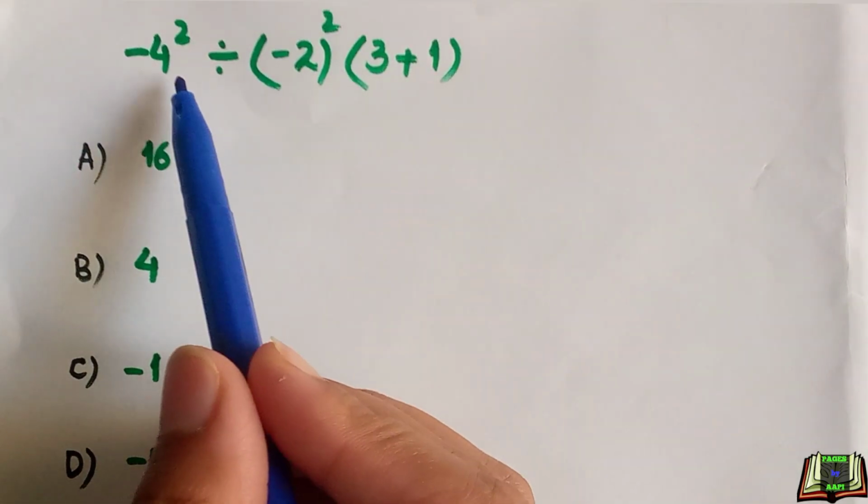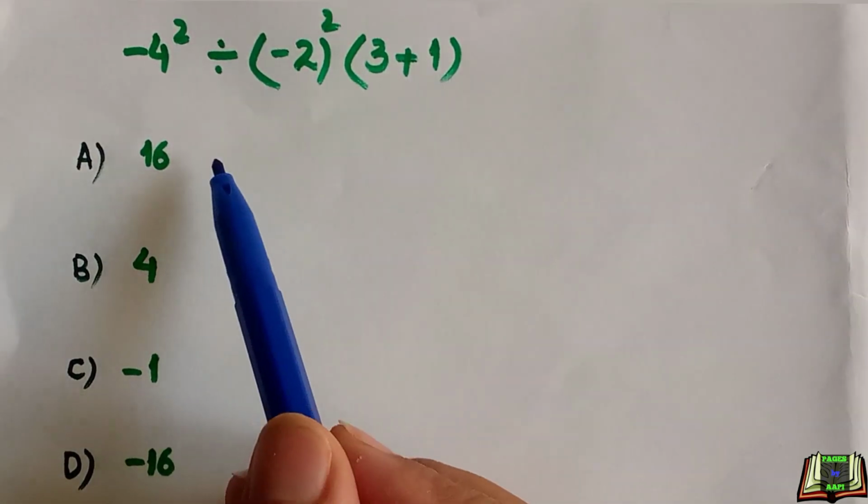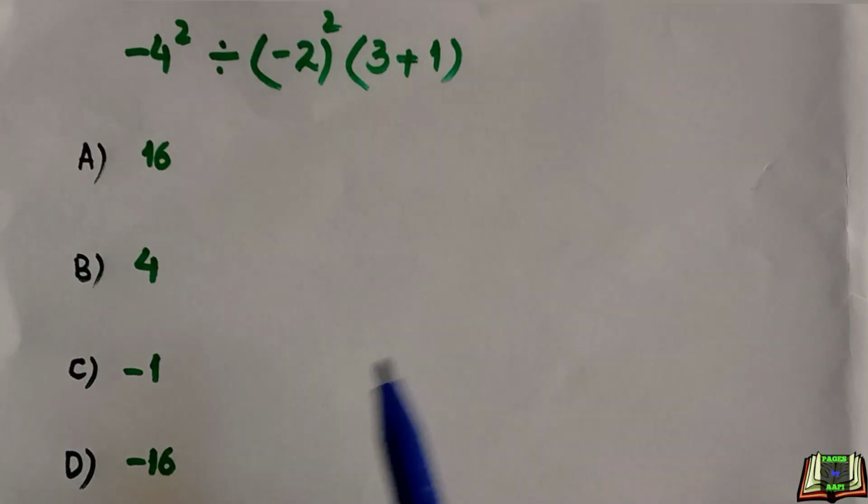Today I have a very lovely question for you. Minus 4 to the power 2 divided by (minus 2) whole to the power 2 times (3 plus 1). We have to find a correct answer from the given 4 options. So let's see its solution.